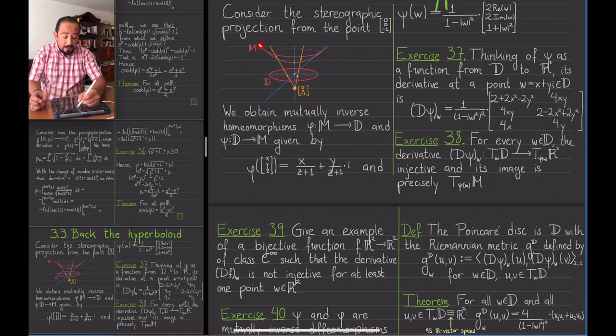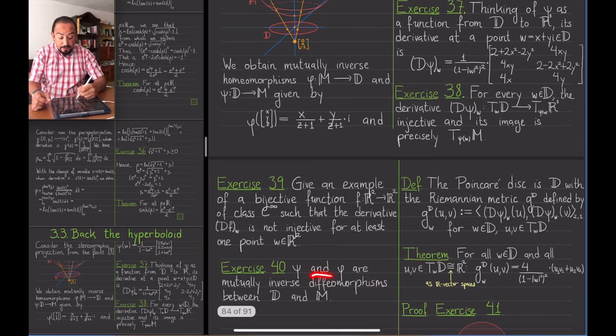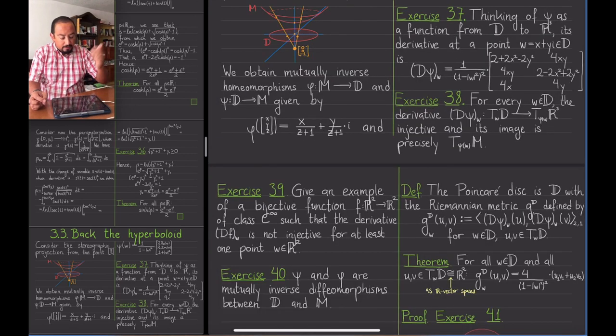Anyway, my point is that with this stereographic projection between the open unit disk and the hyperboloid, I obtain that those stereographic projections are mutually inverse diffeomorphisms of class C infinity, always with bijective derivatives. I mean, the derivative is always a bijection between the tangent planes at any point, of corresponding points.